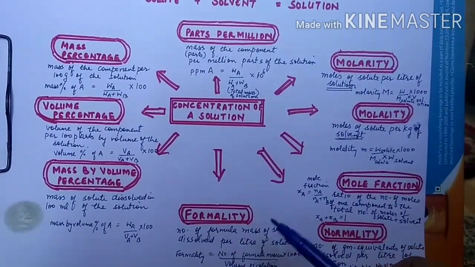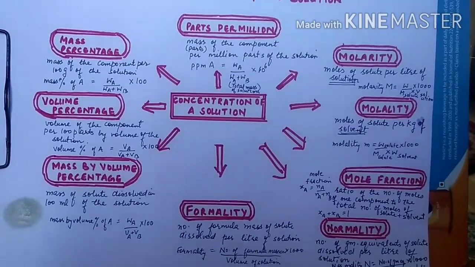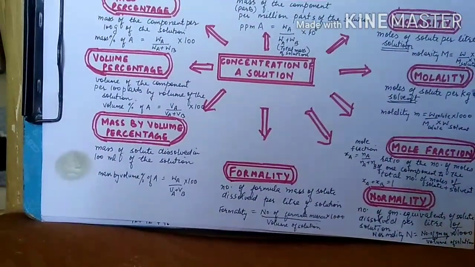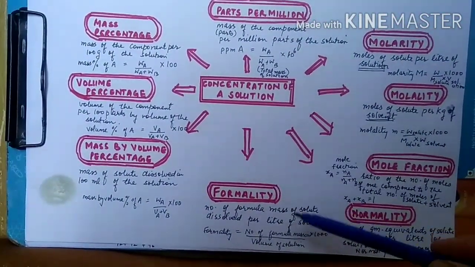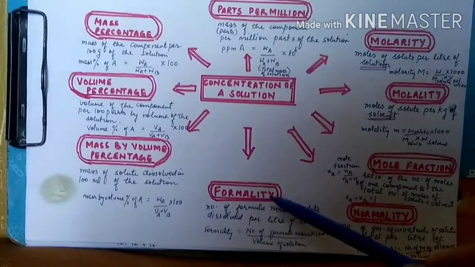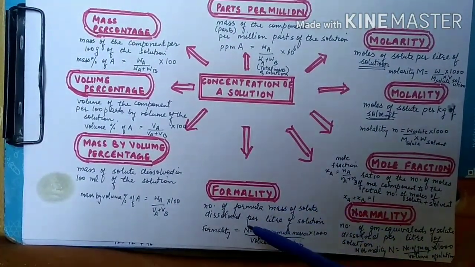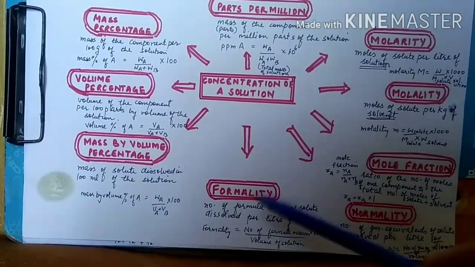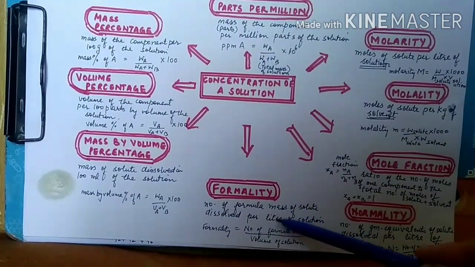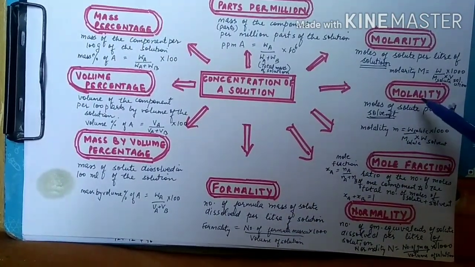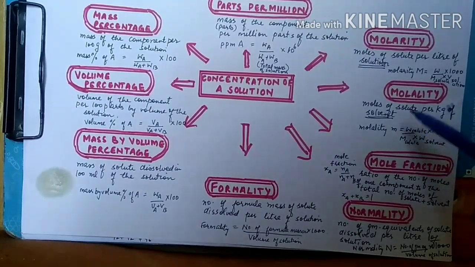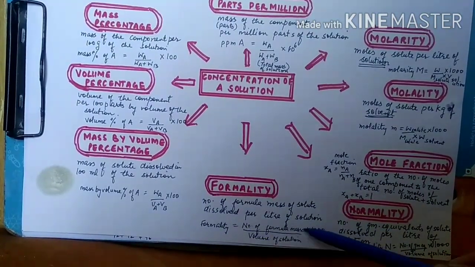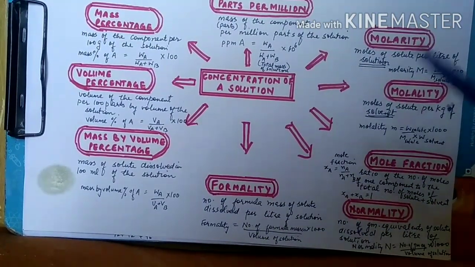Next term is formality. For ionic compounds, we have a formula of the compound, and to calculate the formality of ionic compounds, the definition is the number of formula masses of solute dissolved per liter of solution. Molarity, normality and formality all consider liters of solution, volume in liters of solution, whereas molality considers the mass of solvent in kg. The formula for formality is the number of formula masses upon volume of solution into 1000.